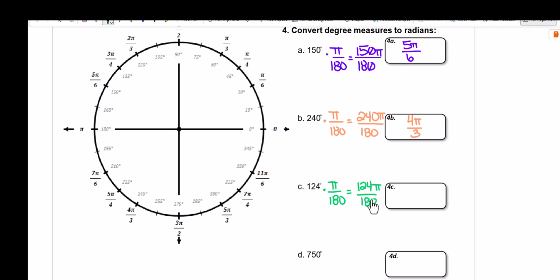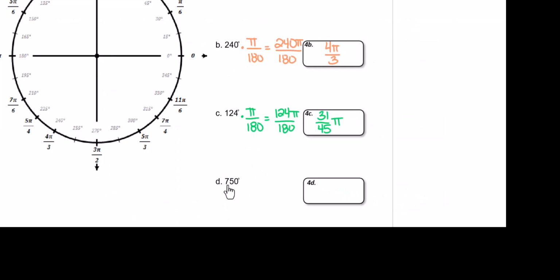So I'm going to take 124 and put that over 180, and I'm going to reduce that fraction. And that's going to give me 31 over 45 pi. Same thing with 750. Here, I'm going to take this and multiply by pi over 180. That's going to give me the radian value.